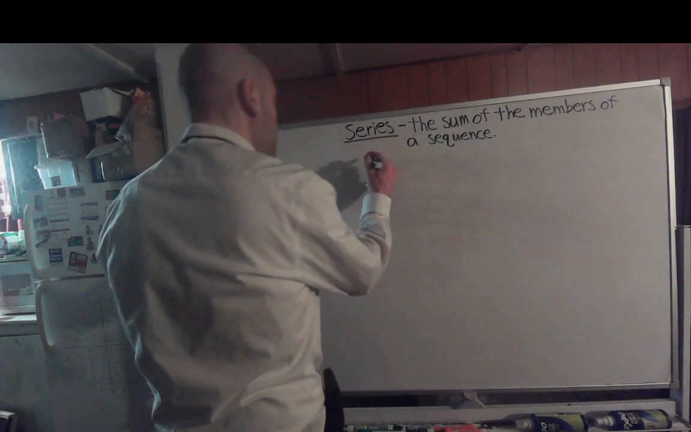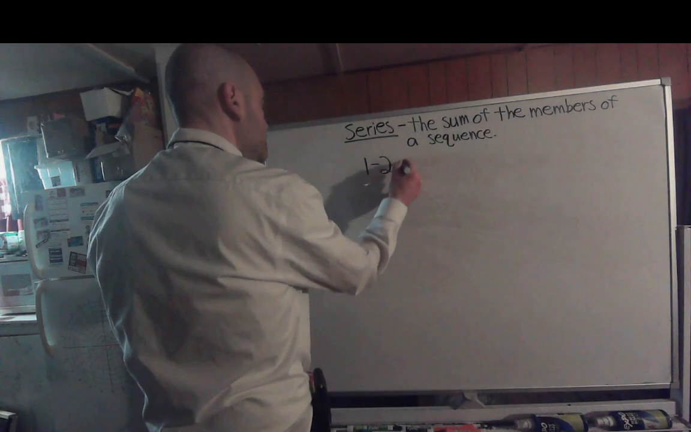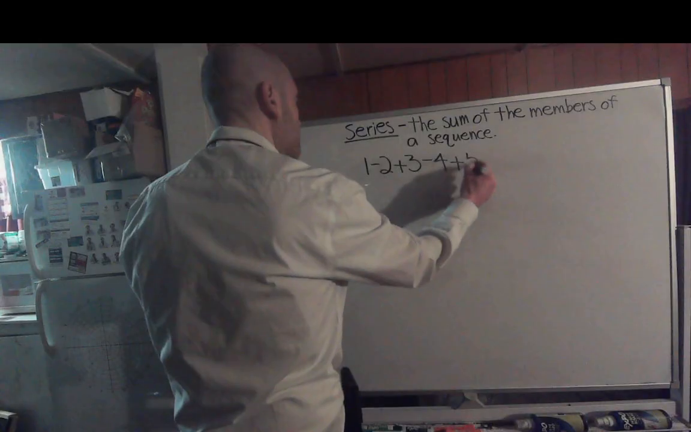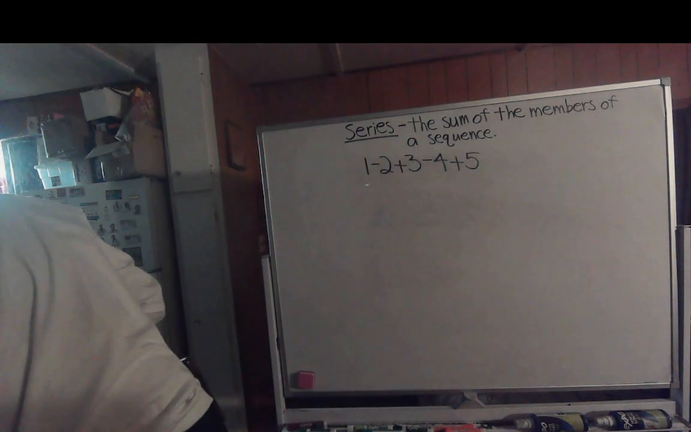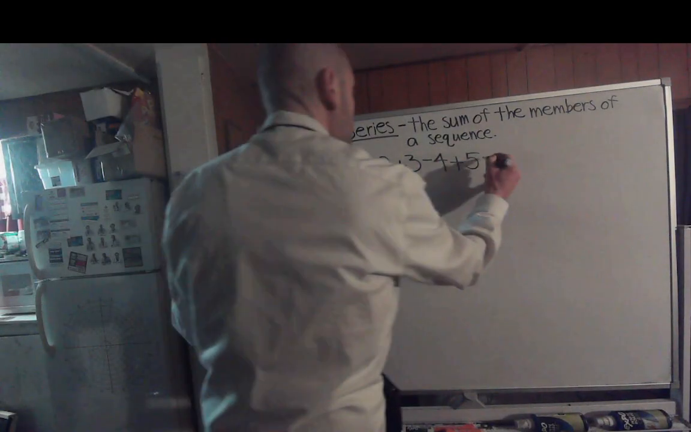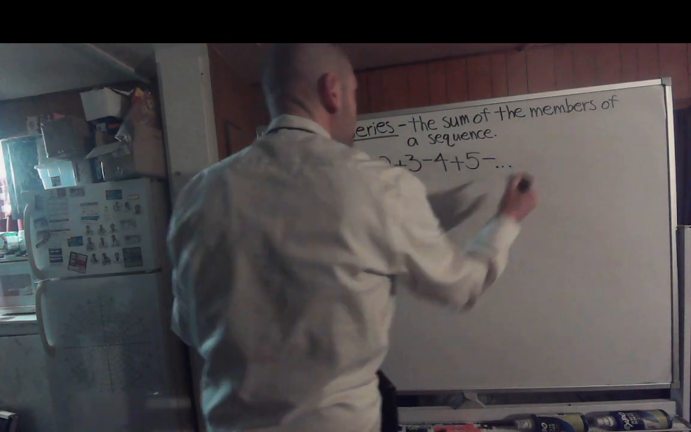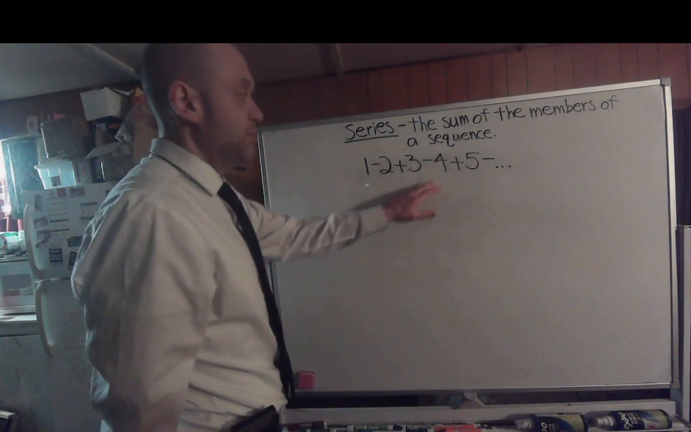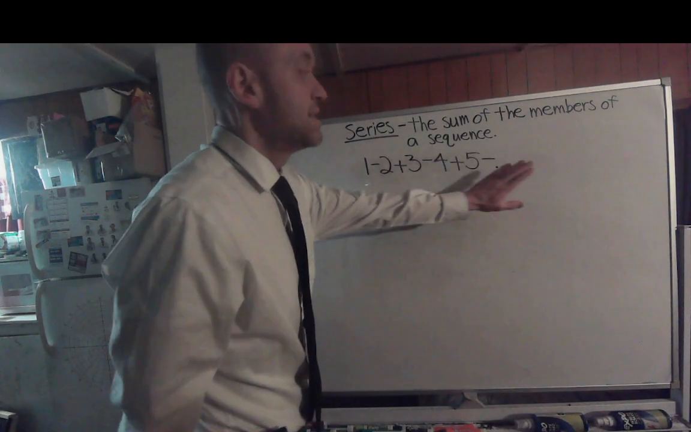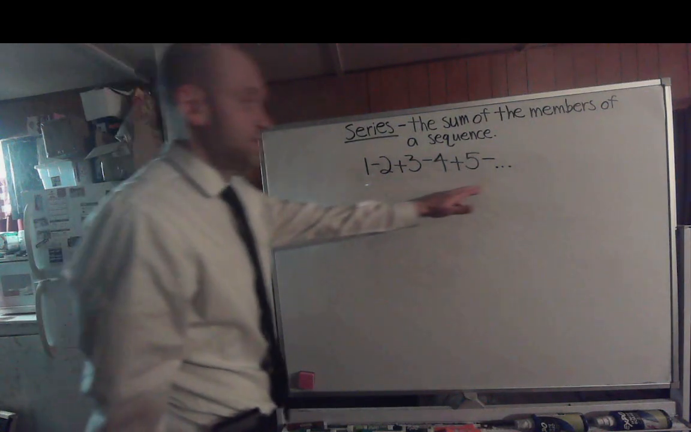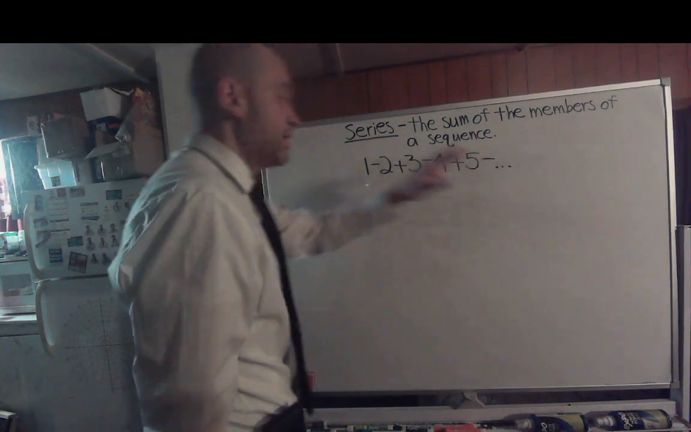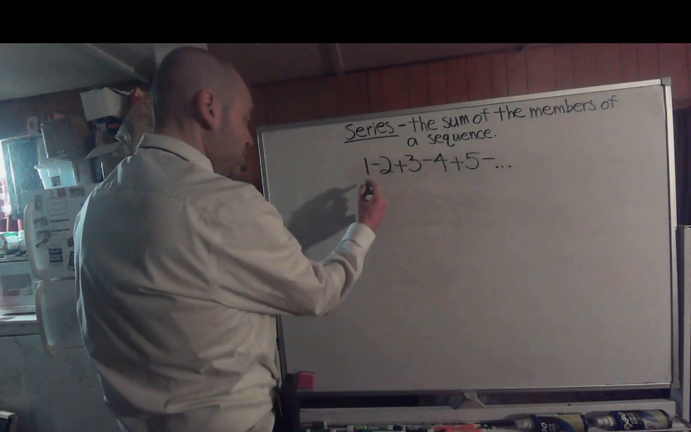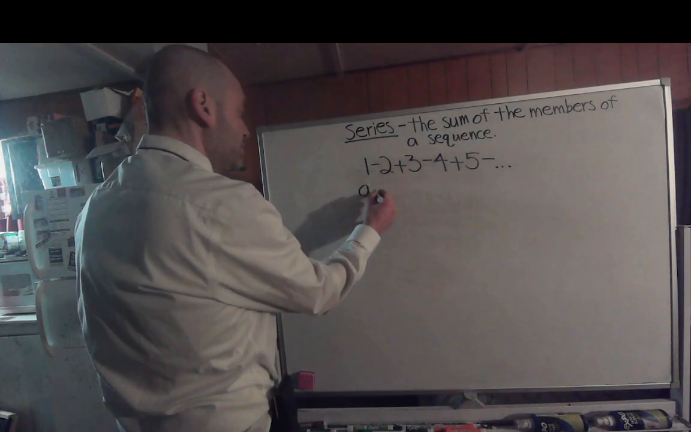Alright, let's see. We have 1 minus 2 plus 3 minus 4 plus 5 minus ... So this is another infinite series because it keeps going. So let's figure out a formula for the sequence part of this.